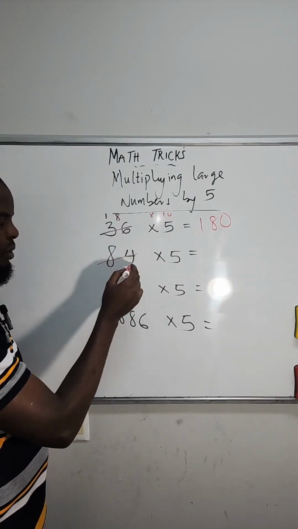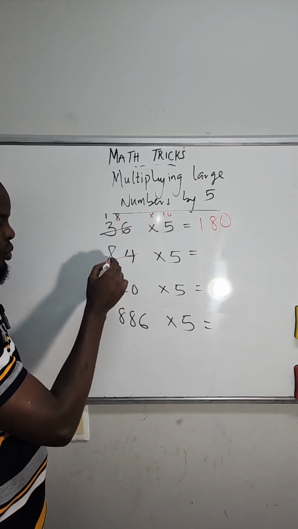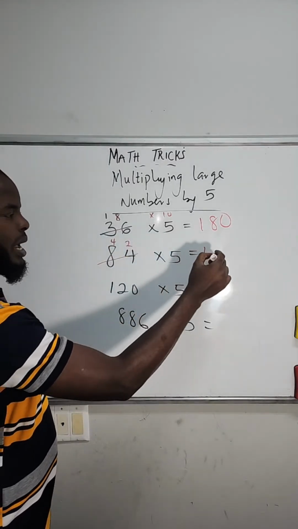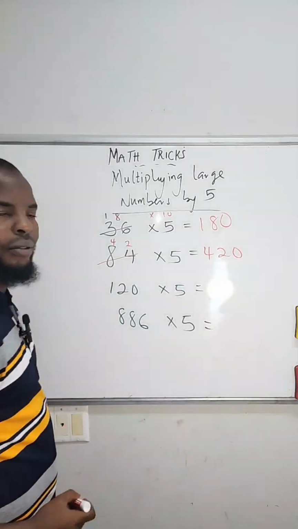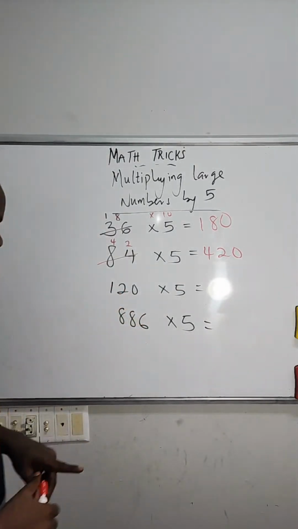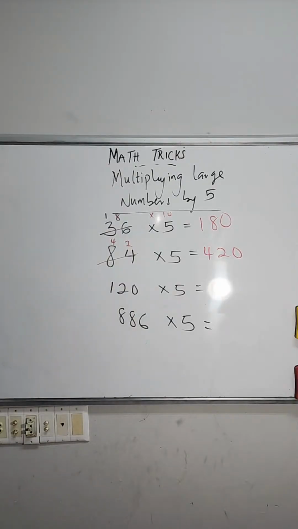The same thing here. What is half of 84? If you divide this by 2, 2 in 8, we have 4. 2 in 4, we have 2. Just add 0 to it, 420. Can you do the next two and put the answer in the comment section? I'm going to wait for a few minutes.